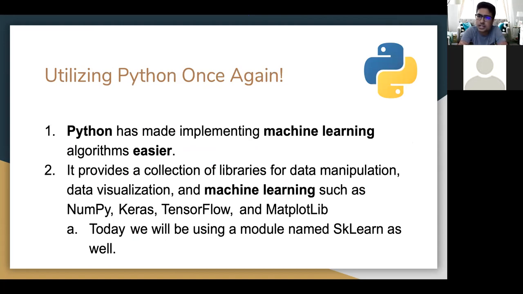If you're wondering why we are utilizing the language of Python once again, it's mainly because Python is super nice when we are implementing machine learning algorithms. It is very easy to use other frameworks and libraries in conjunction to make an algorithm work correctly. Python also has a bunch of awesome libraries which we can use when visualizing our data, manipulating our data, and making predictions and classifications, such as NumPy, Keras, TensorFlow, and Matplotlib. These libraries have a very critical role in writing these algorithms and putting them into actual applications.